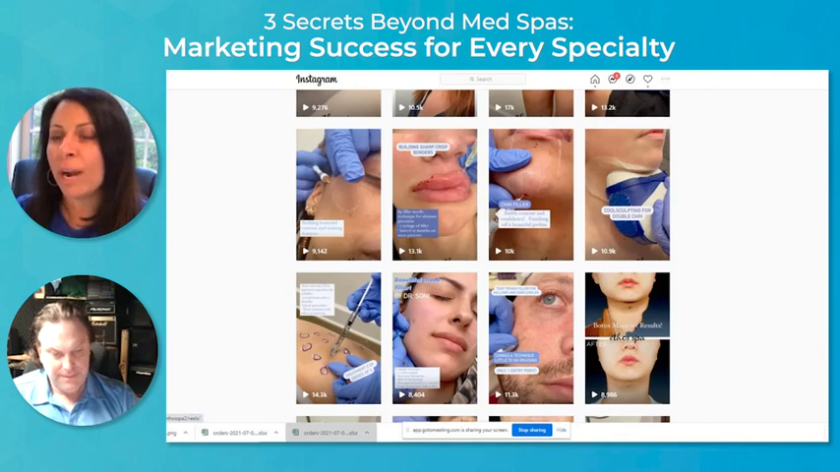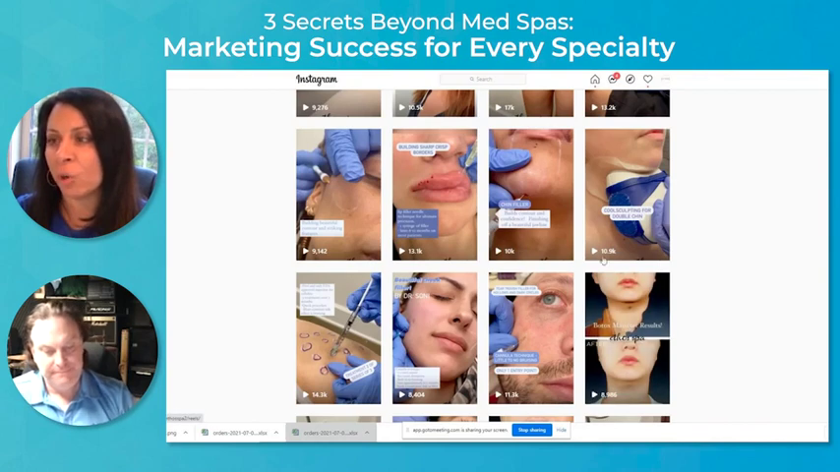Absolutely. So we try to engage people first in the comments, and then we direct them to the direct messages if they have further questions. If they want to book, it's so simple.